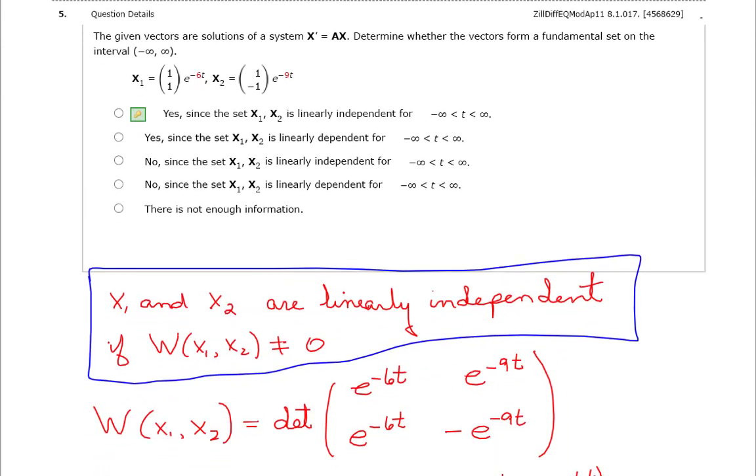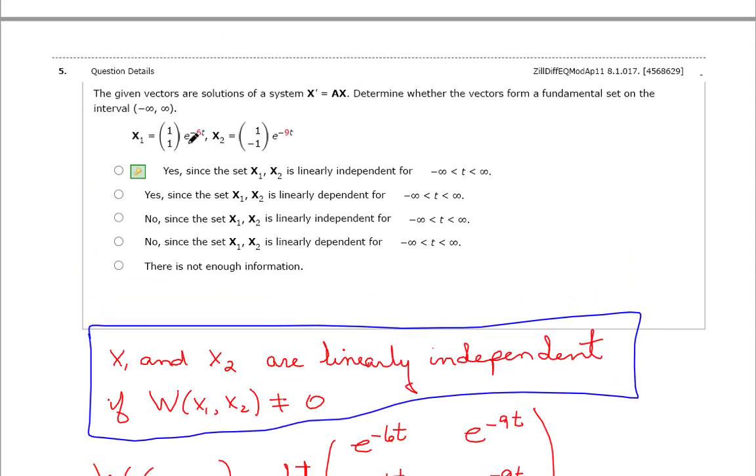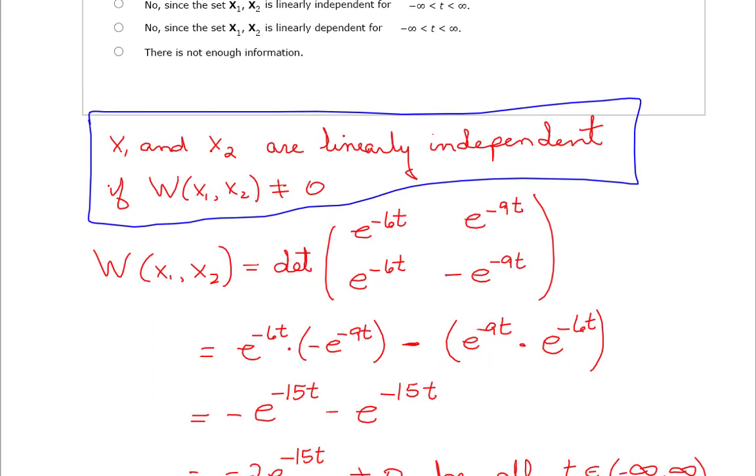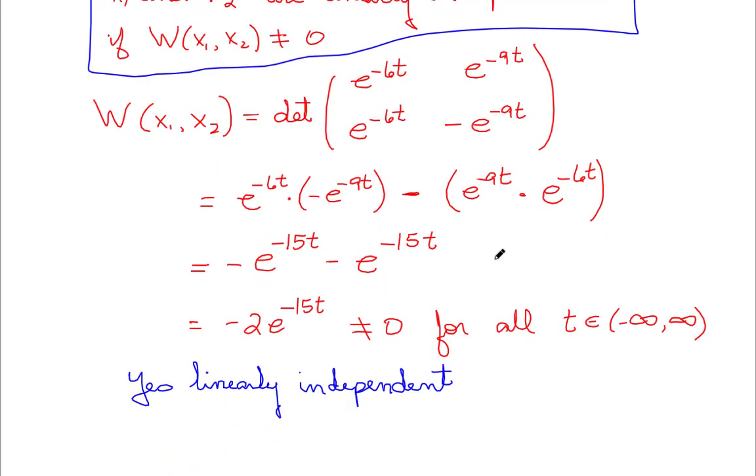In question 5, we're looking to see, are these two functions linearly independent or not? And so to figure that out, I look at the Wronskian. I put the two functions that were given to us, so you see I've got 1 and e to the -6t, and 1 and e to the -9t. I put those in the columns of our matrix, and then I'm going to find the determinant.